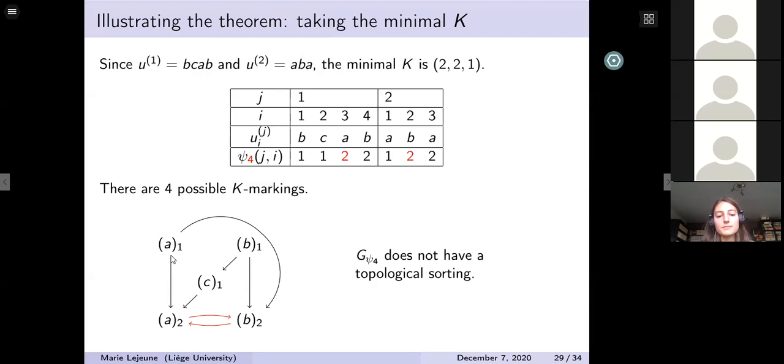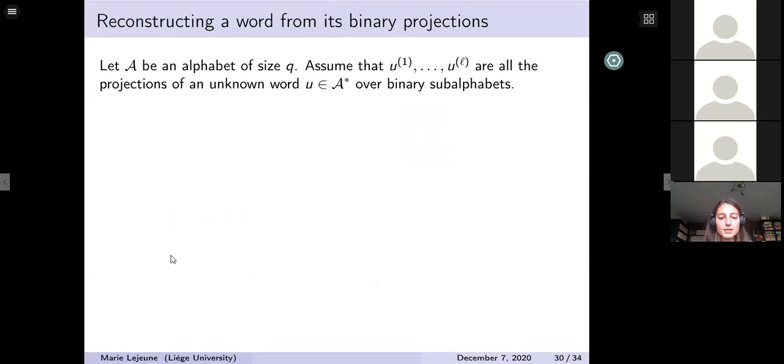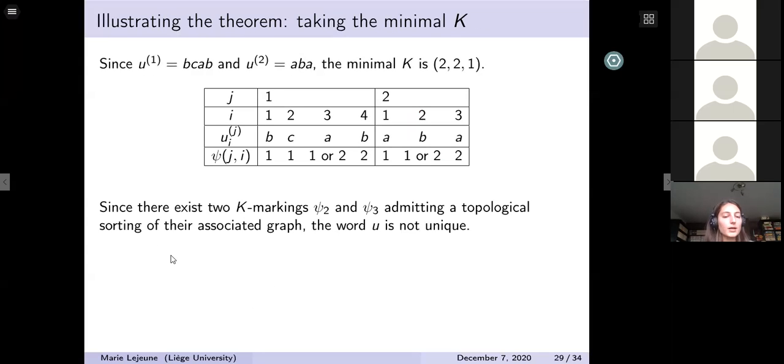So you see that, in fact, I have to consider all the possible K markings with all the possible topological sortings, and every topological sorting will give me a word U that works. But it's possible that several K markings will give me the same word. Okay, and so that's the conclusion of the example. We had 2 K markings admitting topological sortings, and the word U was not unique. We had 2 U's.